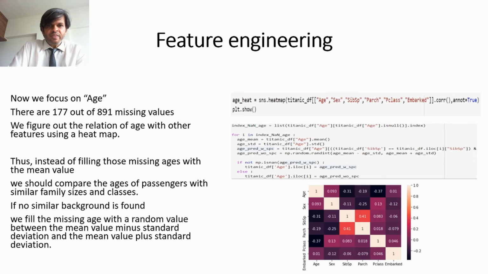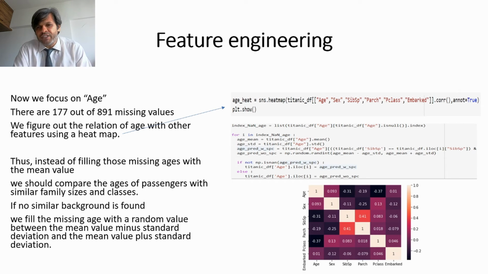Okay, let's move on to the next feature, which is age. Now in the age feature, earlier we saw there are 177 missing values out of 891 total records which we have. So we figure out the relation of age with other features using a heat map. The heat map shows us how that feature relates to other features within the data set. So what we have done is we have taken a heat map with regards to age, sex, SIBSP, PARCH, P class, embark, and we see how these features correlate to each other. And this is the heat map which comes up when we execute this graph.